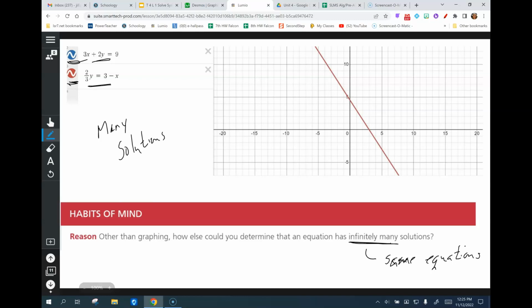I also want you to add to that how do I know if I'm going to have no solutions? If I have no solutions, okay, that means that I have parallel lines. And if I have parallel lines, the way I discover that is the slope is the same. So if the slope is the same, I have parallel lines, therefore I'm going to have no solutions. Good. Get that in your notes. I think that'd be helpful to have that. Infinitely many have the same equation. Parallel lines have the same slope, so therefore it's a no solution.